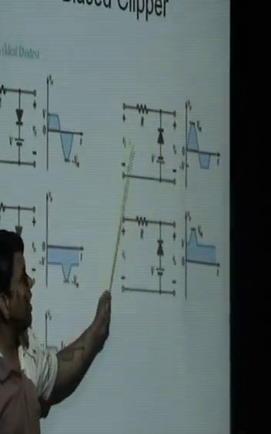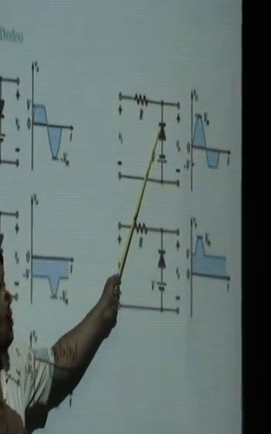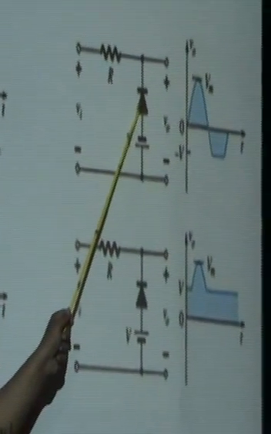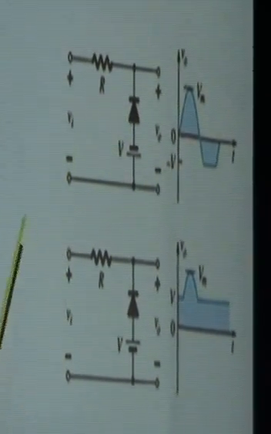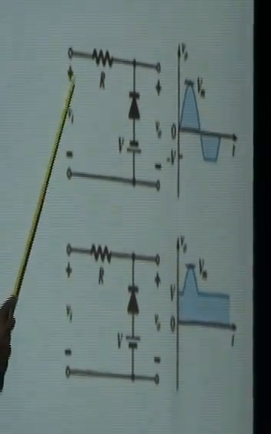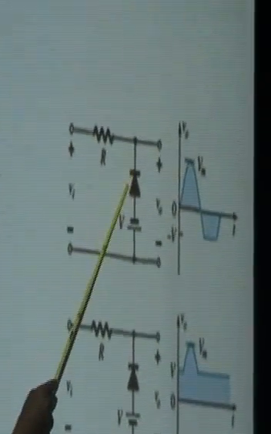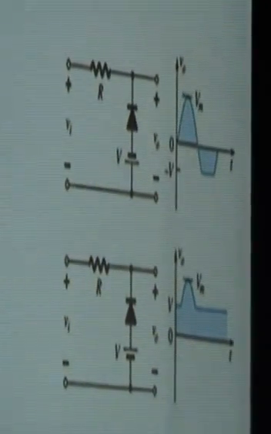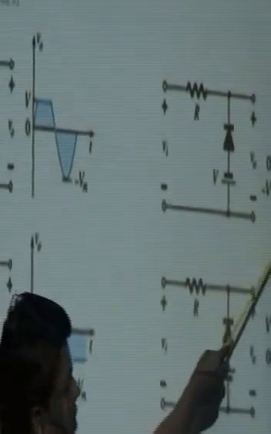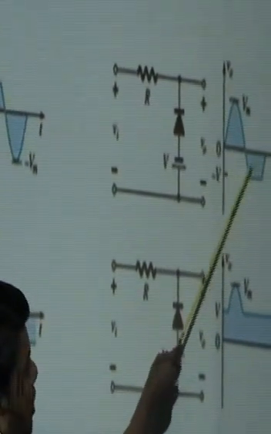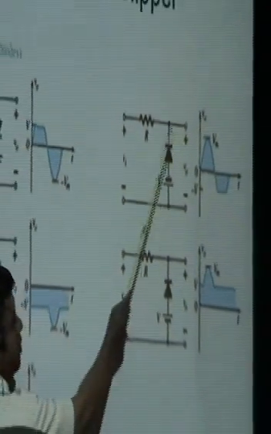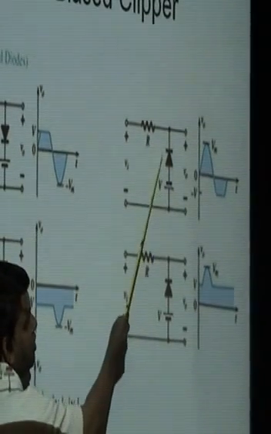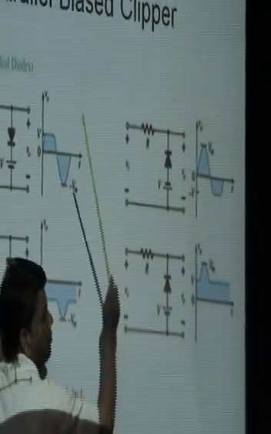Now for the negative half cycle, this battery opposes the conduction of the diode, as well as the diode is also in reverse bias condition. For the next case, if negative is here, positive is here, the diode wants to conduct and the battery opposes the conduction. So the similar concept which is shown here applies. For pi to 2 pi, the waveform does not appear. Only the difference between the voltages appears.